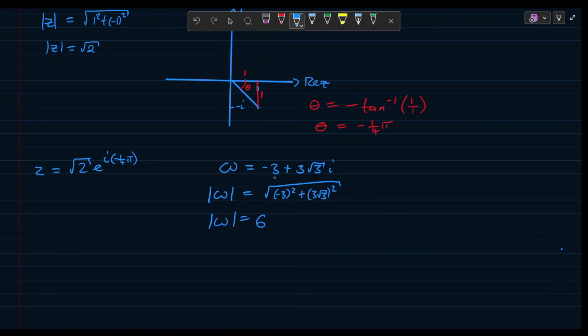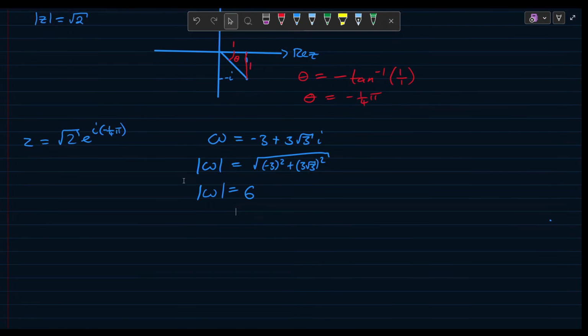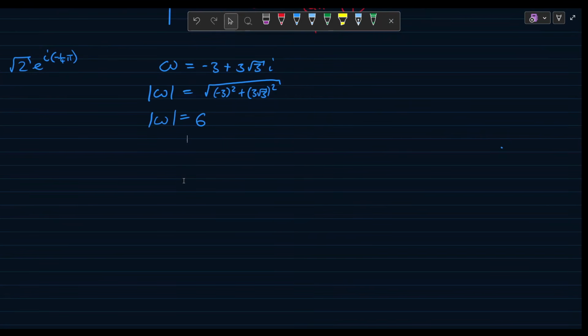We also need to find the argument for omega. So to do that, let's sketch an Argand diagram. So we've got our imaginary axis, and we've got our real axis.